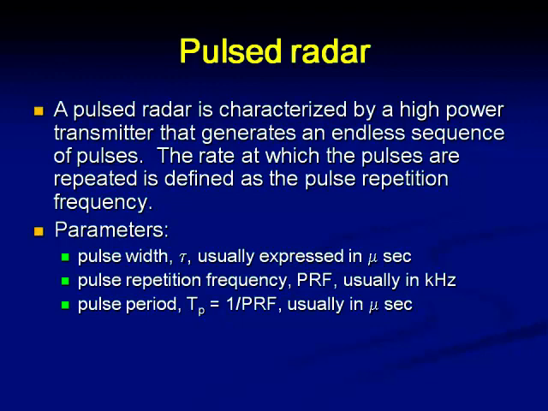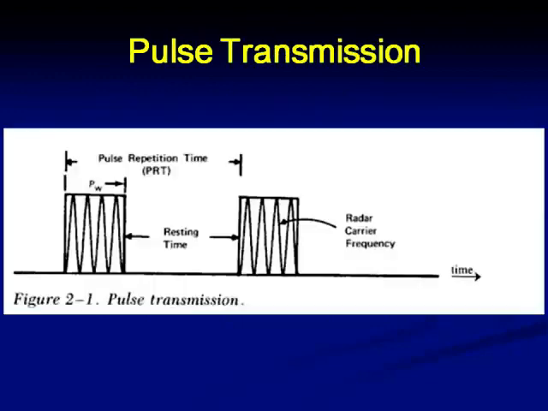In this, there are other parameters like the pulse width, which is usually expressed in microseconds, the pulse repetition frequency, which is normally in kilohertz, and the pulse period, which is the reciprocal of pulse repetition frequency, hence it will be in microseconds. As you can see from the diagram, the pulse is kept on a carrier of very high frequency, which is known as the radar carrier frequency.